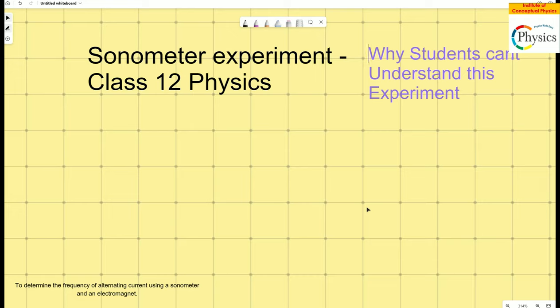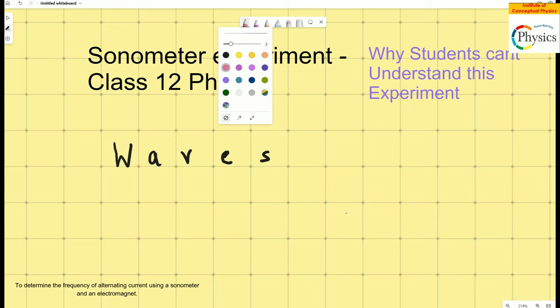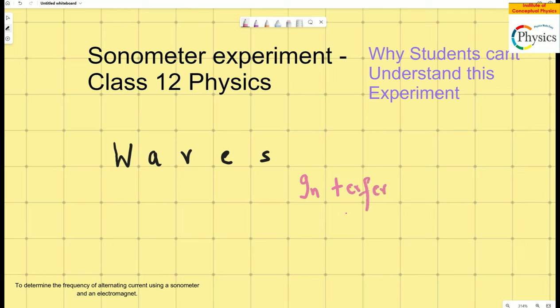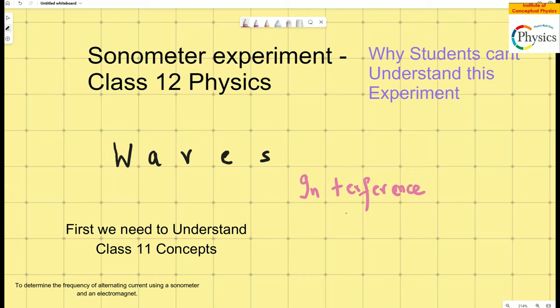And what happens in class 11th is you have a chapter which is called the chapter of waves, right? If you recall your class 11th, you have a chapter which is waves. So you study a chapter of waves. In waves, there is a topic that is studied, and this topic is called the topic of interference, okay? I will briefly tell you what interference is, just for the purpose of recall.